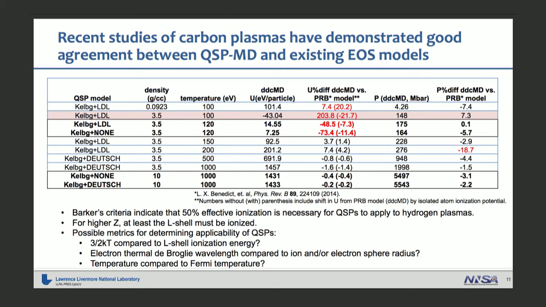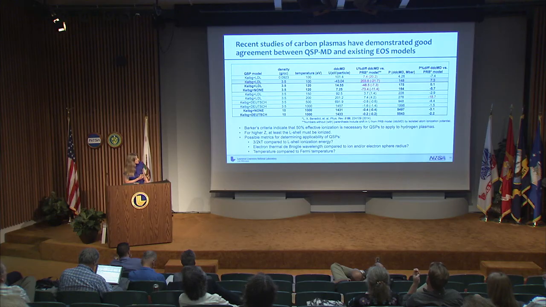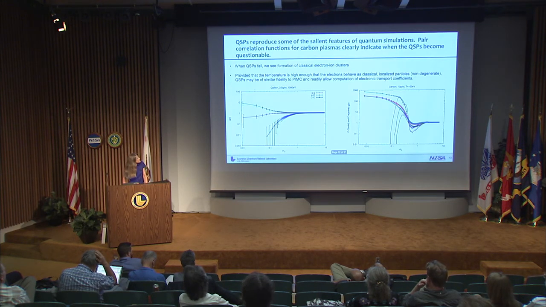But what I really wanted to sort out was when is this valid? Possible ways for determining the applicability would be to look at the 3/2 kT compared to the L shell ionization energy, what's the thermal de Broglie wavelength compared to the ion and/or electron sphere radii, and what's the temperature compared to the Fermi temperature. So obviously we don't expect these to do well when the system is degenerate.